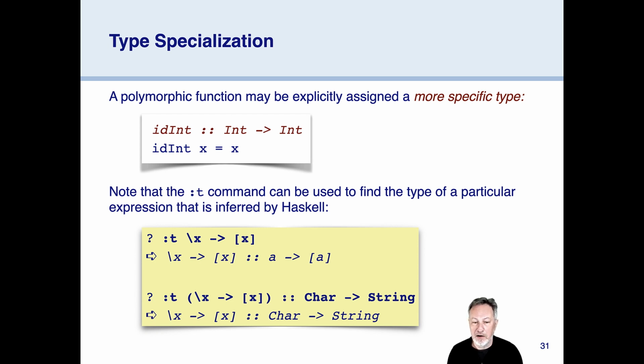If, on the other hand, we explicitly say that this anonymous function should have the type char to string, and we again ask Haskell to infer the type of this thing, well, then it will check and verify that this is a more refined version of the original type, and it will say, yep, that's okay, this is now of type char to string. In this case, a is char, and list of char is the same as string in Haskell.